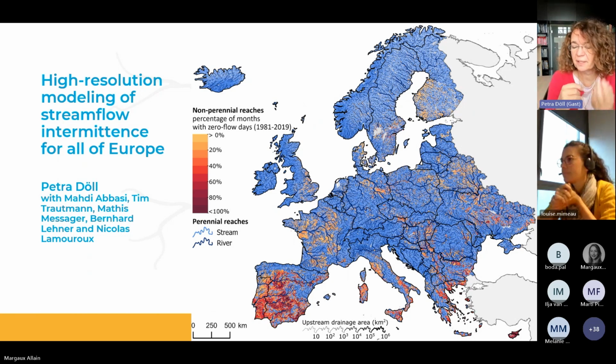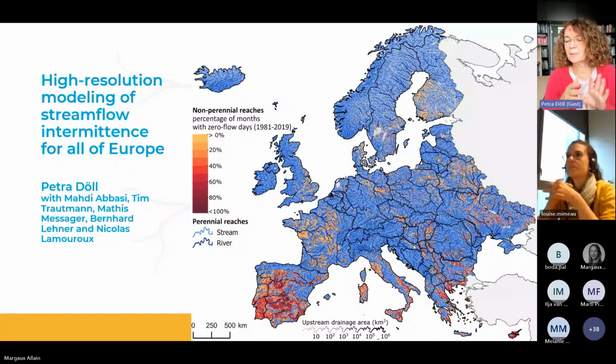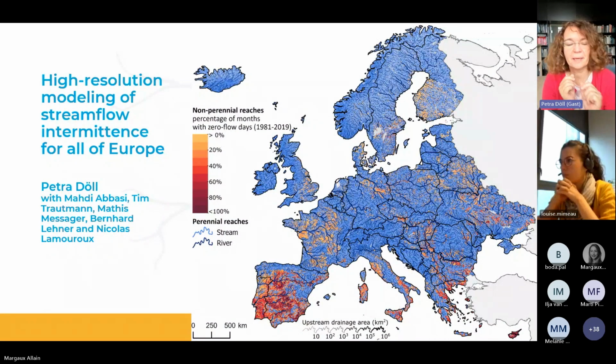I will not be able to tell you anything about climate change because we have not reached that yet. But I will tell you about the work that I did together with Mehdi Abbasi, Tim Troutman, Mathis Messager, Bernhard Lehner, and Nicolas Lamoureux to come up with an estimate of a high resolution picture of streamflow intermittency, but a dynamic one. Because what we saw on the first slide by Louise, who showed this global map, was a map done by Mathis Messager, one of our colleagues here. But on the global scale, what he managed to say is, okay, this river, at least on one day in 30 years, was dry.